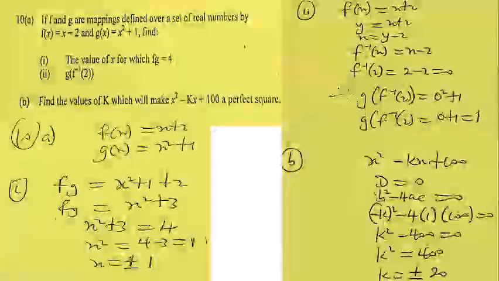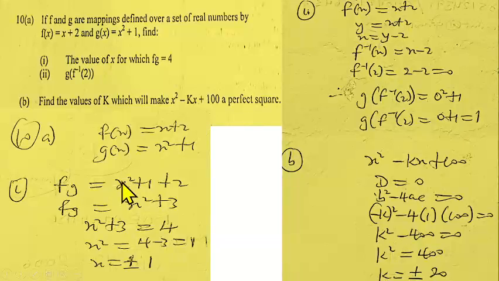Question number 10 is what you are seeing right now on the screen, and it's from functions. If f and g are mappings defined over the set of real numbers by f of x equals x plus 2 and g of x equals x squared plus 1, we have to find the value of x for which f of g equals 4, and g of f inverse of 2 as well.